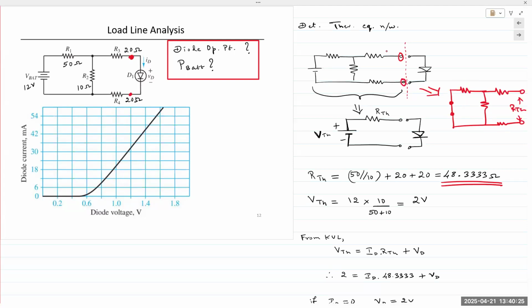The goal, of course, is to obtain this circuit right here, so we can write an equation for the line. That's the purpose. And then to analyze for VTH, we need to find the voltage that is available between those terminals without the diode.